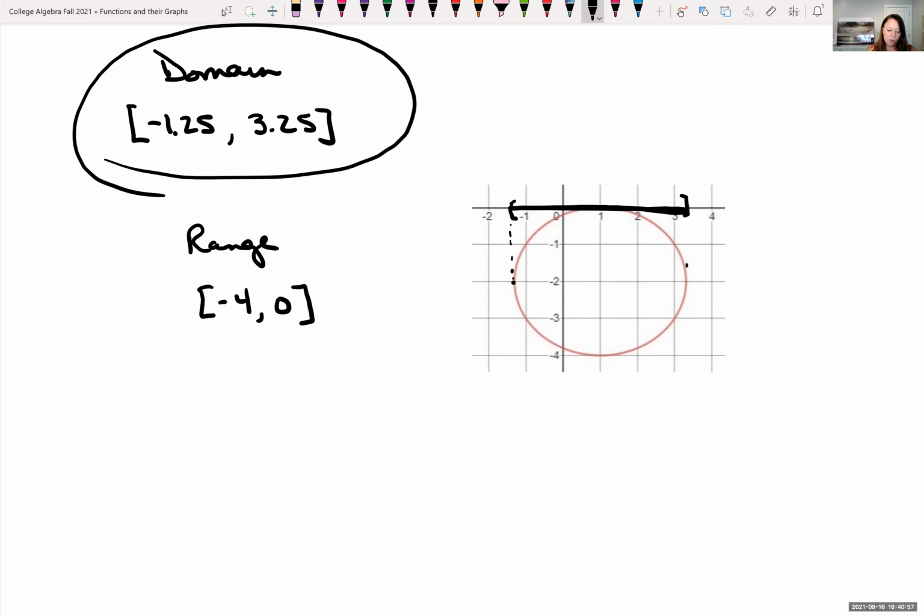The range are all the Y values you're hitting. The smallest Y value that we're hitting here is -4, and the largest Y value that we're hitting is 0. So we're hitting all the Y values between -4 and 0. And so you guys got that.